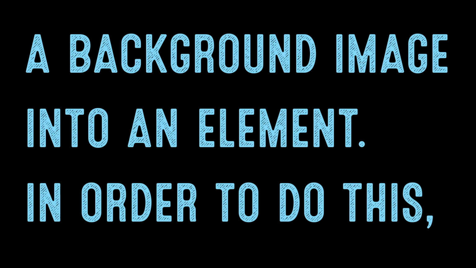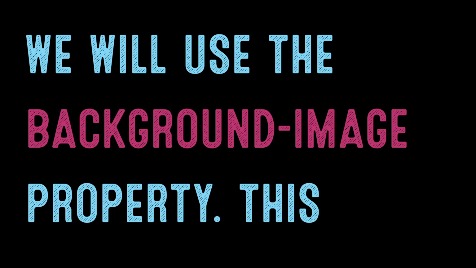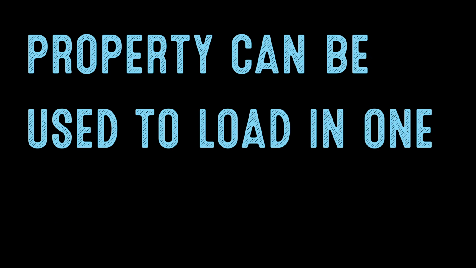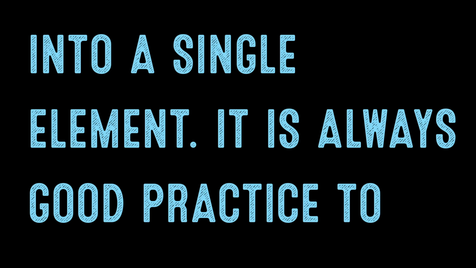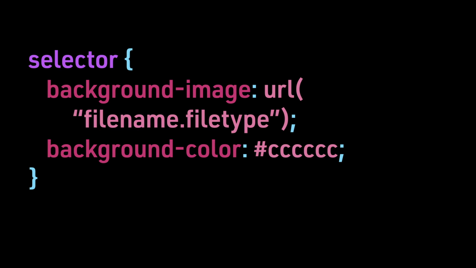In order to do this, we will use the background image property. This property can be used to load in one or more images into a single element. It is always good practice to set a background color for the element as well, just in case the image is not available. To set the background image, we use this syntax. URL indicates we will tell the browser where to find the image. In this example, we have also set a background color, a light gray color.